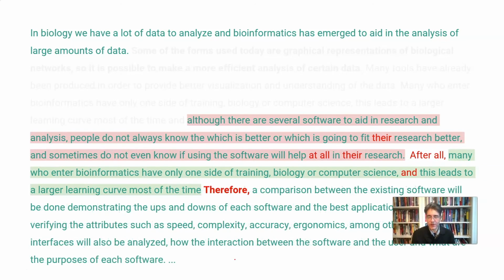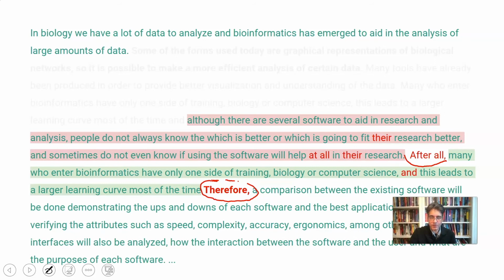So here are some examples of how one could add, later on, some elements of cohesion to make the text flow even better. After this idea that there are many software packages, and then, as a logical extension of that, signaled by this discourse marker, after all, many who enter bioinformatics only have one side of training, and then this clear signal of a point why that all matters, therefore we need this comparison. And then it reads much better, it's much clearer in my view this way.